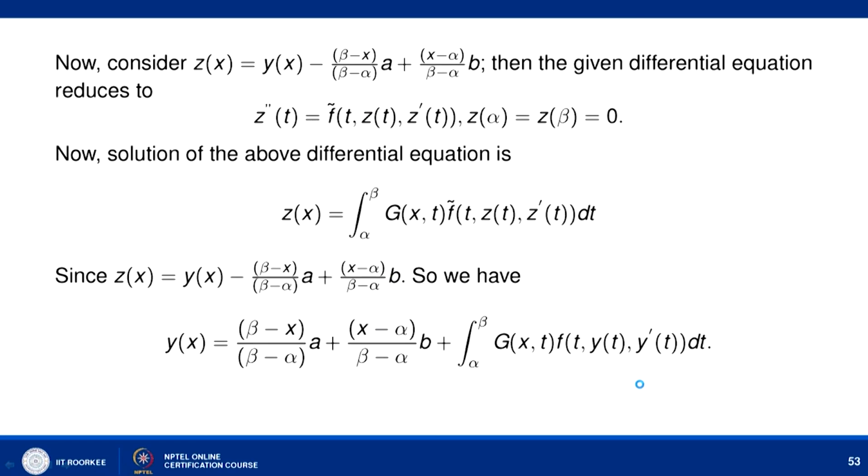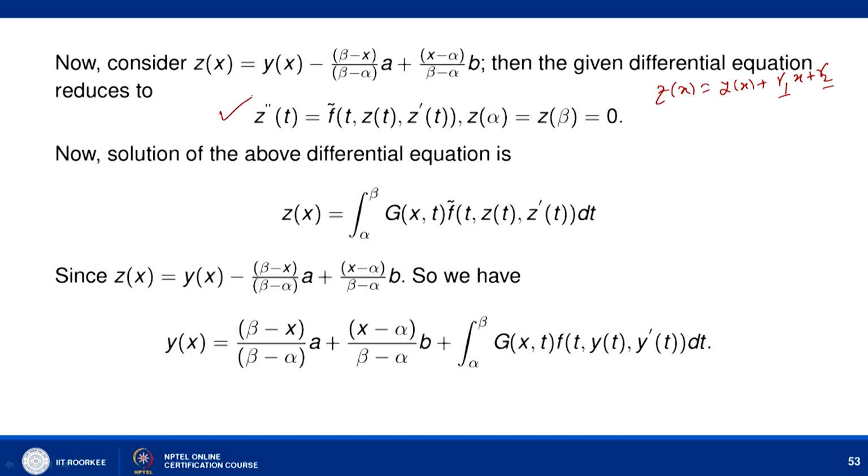Once we have G(x,t), we want to solve the non-homogeneous problem, but before that we have to convert the non-homogeneous boundary condition to a homogeneous boundary condition. For that we consider a linear change which we have already discussed, z(x) equal to y(x) minus (beta minus x) upon (beta minus alpha) into a plus (x minus alpha) upon (beta minus alpha) into b. Again I request that you do it: z(x) equal to y(x) plus some gamma1 x plus gamma2, and you need to find out what gamma1 and gamma2 are. When you fix them you will get this result here.